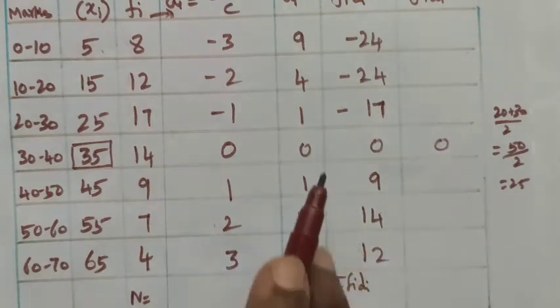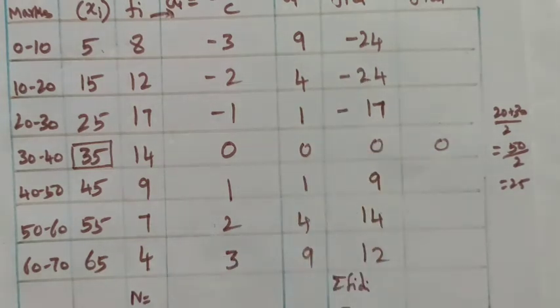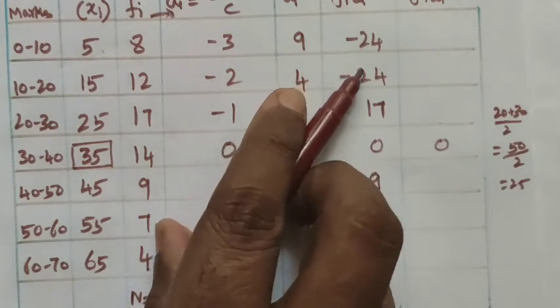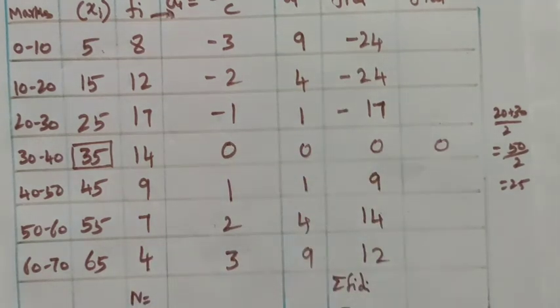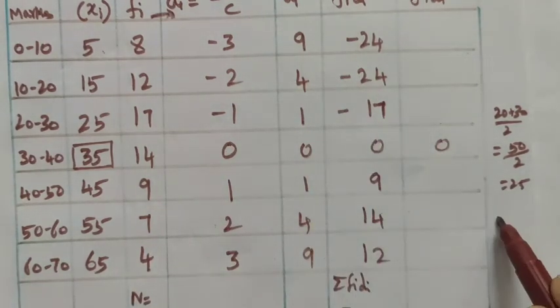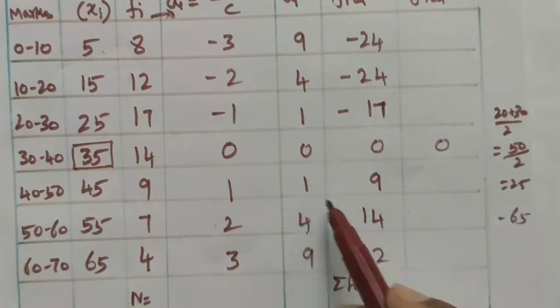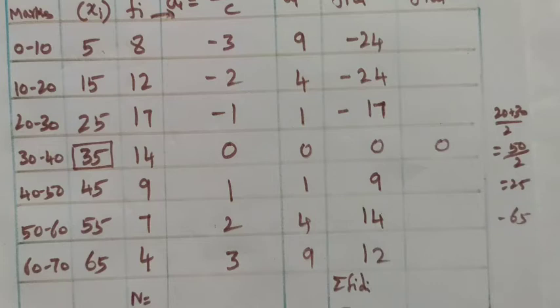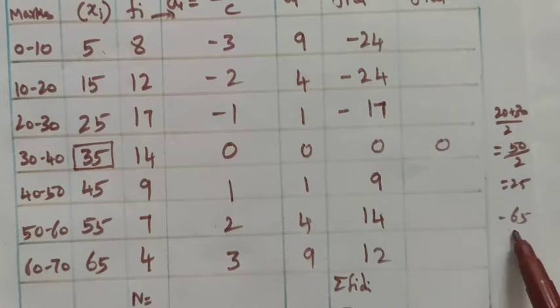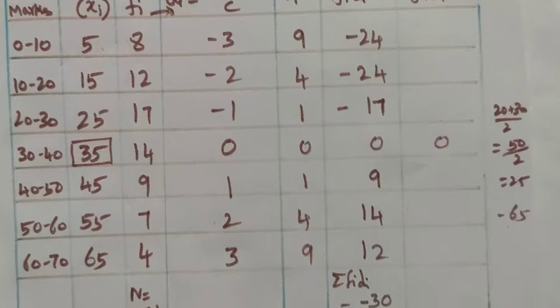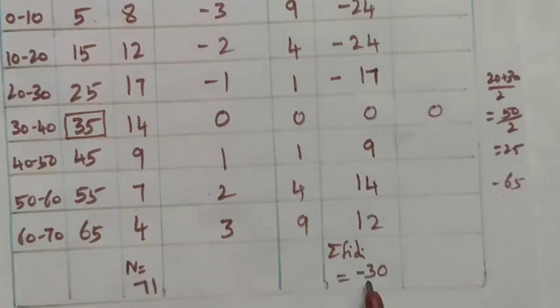Sum of all these values. See, here we have the negative values. So the sum of the negative values is minus 48. If we add these negative values, we get minus 65. And for these values we get 26 plus 9 is 35, right? When you subtract, we get minus 30 as the value. 65 minus 35 is minus 30.